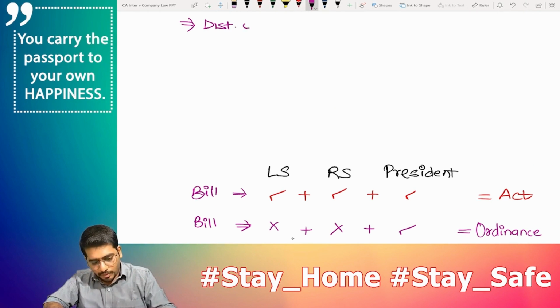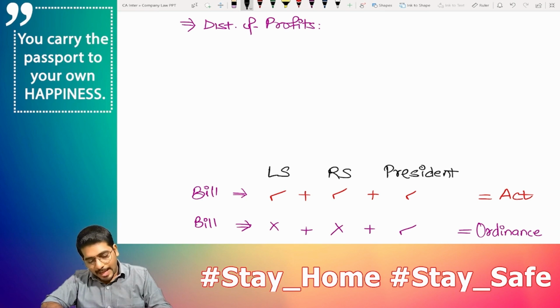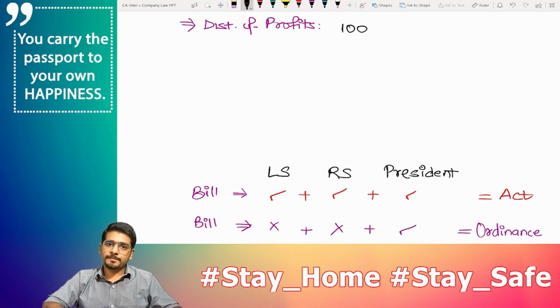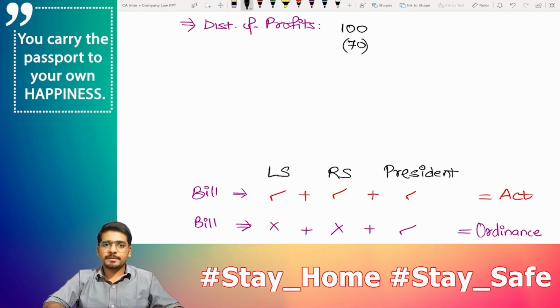Distribution of profits, the chapter that we are doing. What does it mean? Let me tell you. A company in the total financial year has made an income of 100 rupees. While making this total income of 100 rupees, it has also made an expense of 70 rupees. So the balance which is left is, of course, 30 rupees.